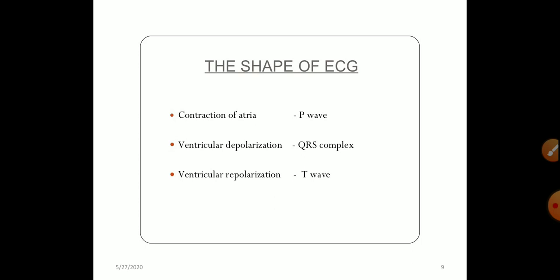Now let us study the shape of the ECG. The shape of the ECG consists of three different parts, that is the P wave, QRS complex and T wave. The P wave is obtained due to the contraction of atria, the QRS complex is due to the ventricular depolarization, and the T wave is obtained due to the ventricular repolarization.